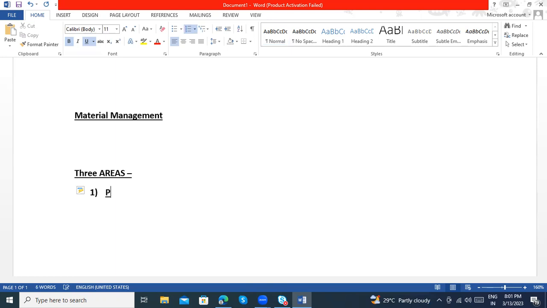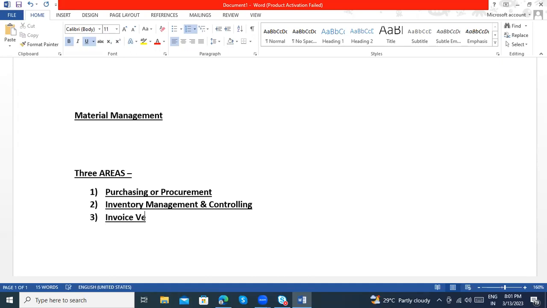What are the areas? One is purchasing, or we can say procurement. Both are the same, procurement and purchasing. The second thing is inventory management. And the third one is invoice verification, or vendor invoice verification.